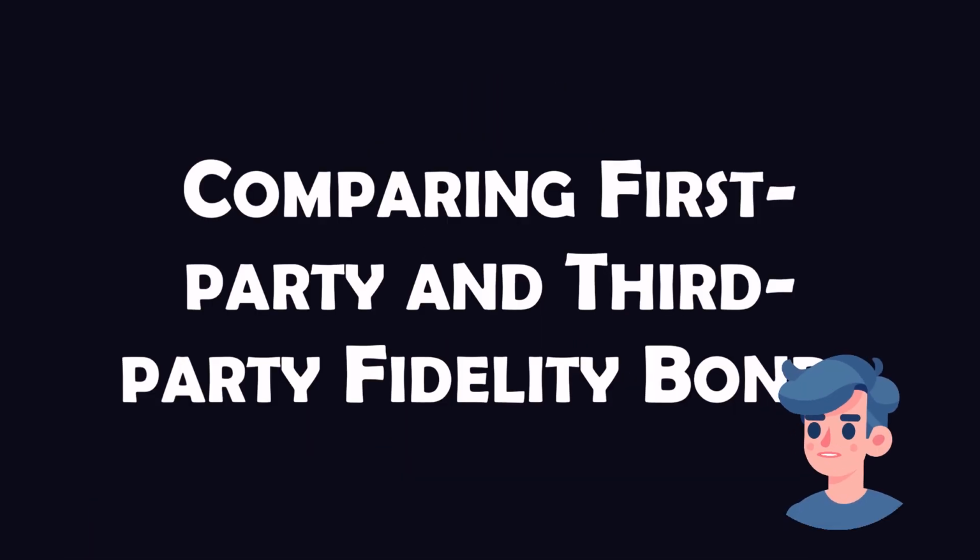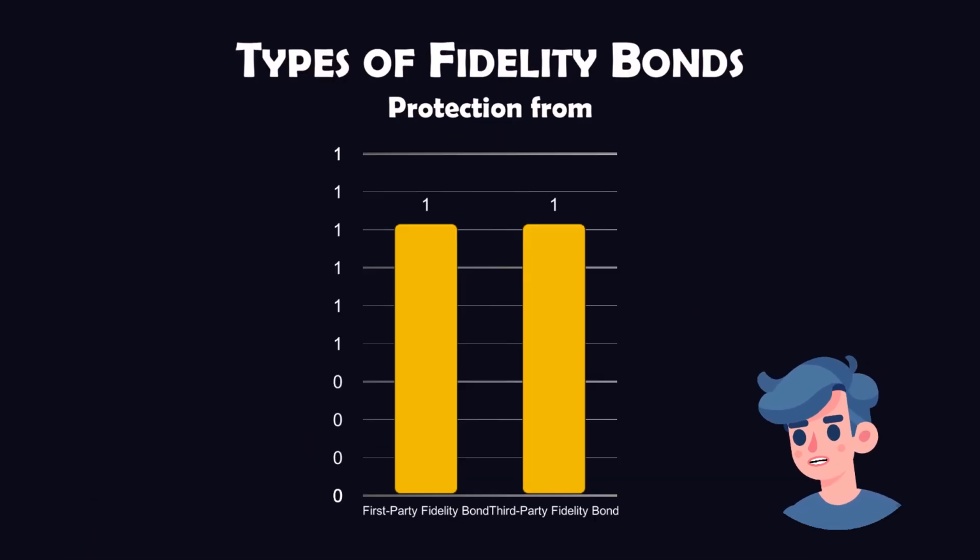Here's a quick comparison. First-party Fidelity bonds focus on internal threats, such as employee theft, while third-party Fidelity bonds address external risks posed by non-employees who have access to the company's funds.